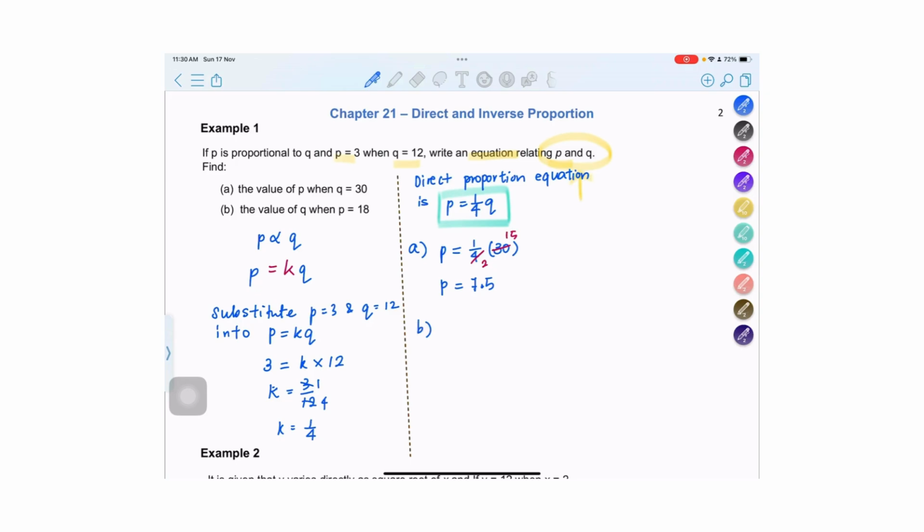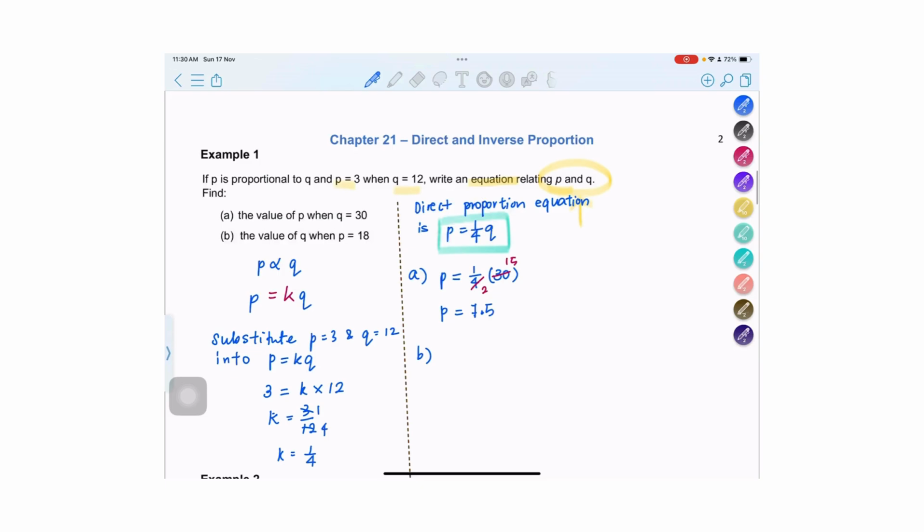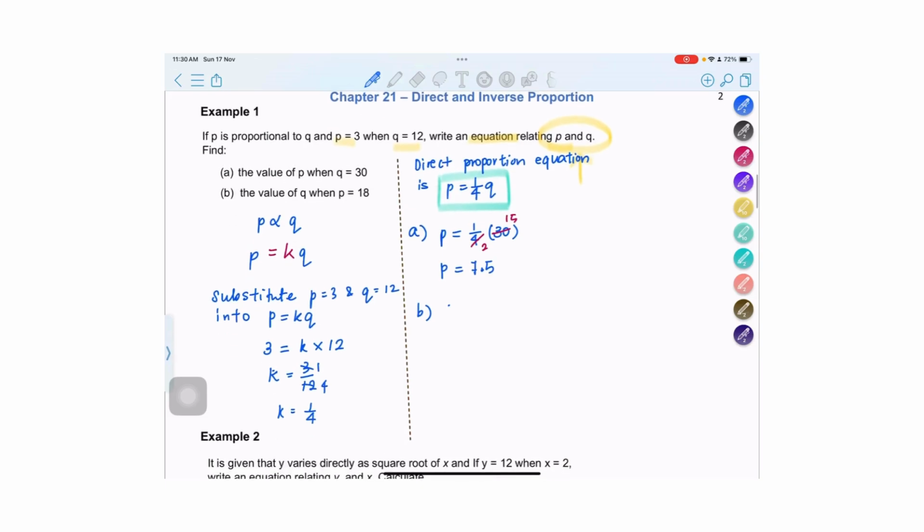Okay, part B. Find the value of Q when your P is 18. So now we replace our P as 18 equals 1 over 4 Q. To work out this part, we're going to move our 1 over 4 to the other side by multiplying 18. So Q equals 18 times 4. So my Q here will be equal to 18 times 4, 72.